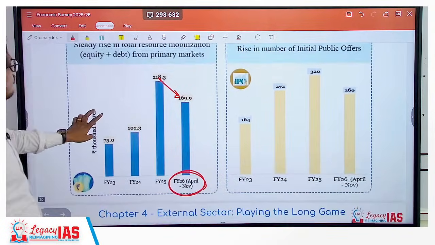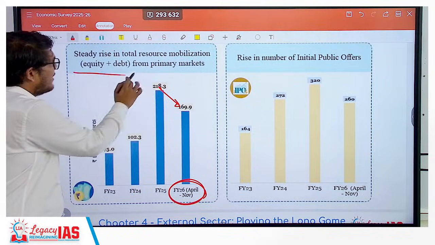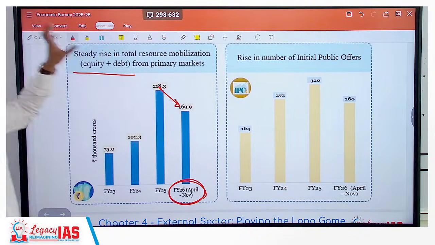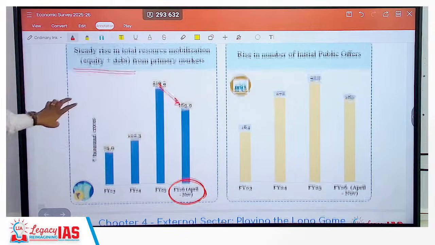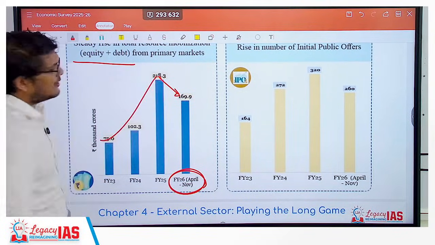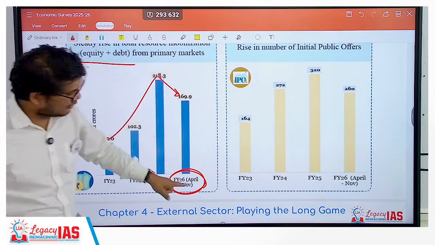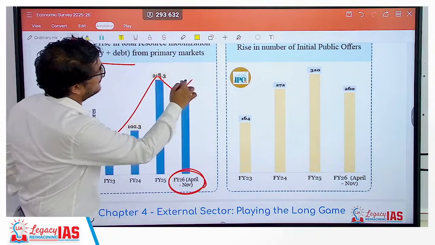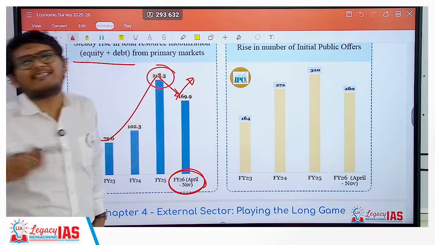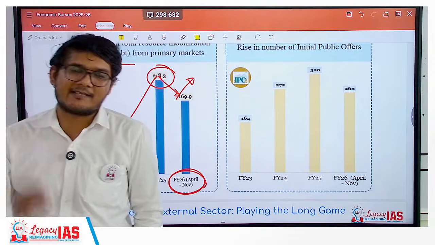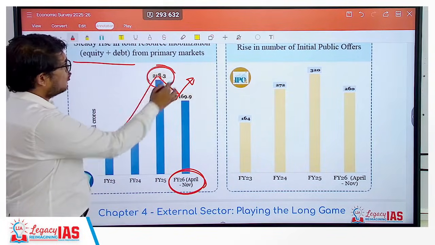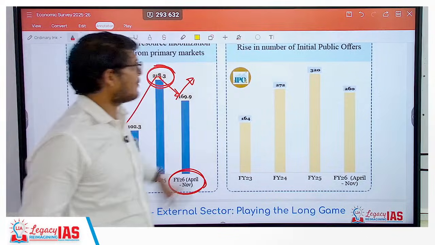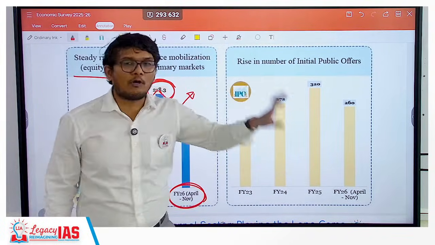Okay? So if you look at the investment that is happening or the resource mobilization in debt and equity, you can see that there is a considerable increase. And after the completion of the entire fiscal year, this will certainly, to a very high extent, be highly likely to be more than 218.3. This is the number of IPOs.